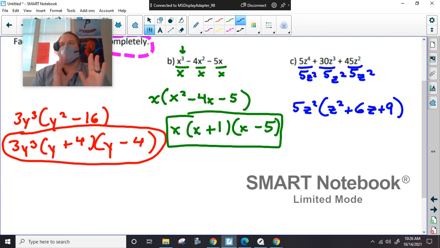So all I did is I found first what was the number that all of them could be divided by, which was 5, and then I looked at the variable. Think about it. It's like the Venn diagram stuff.